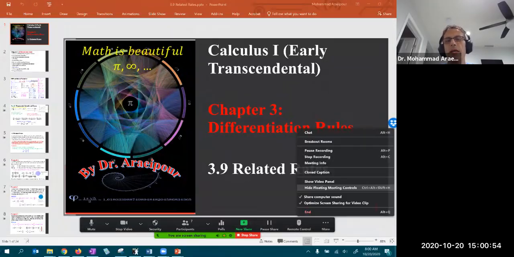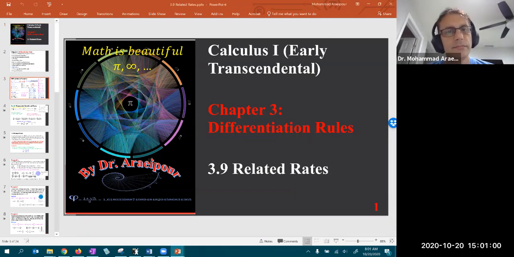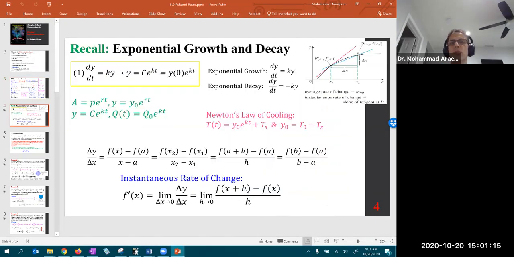Good morning, class. We are looking at section 3.9, related rates. There are a lot of formulas of differentiation we're supposed to know, and hopefully we are comfortable with that. Now we are going to move on to the next section. The last section we covered was exponential growth and decay.